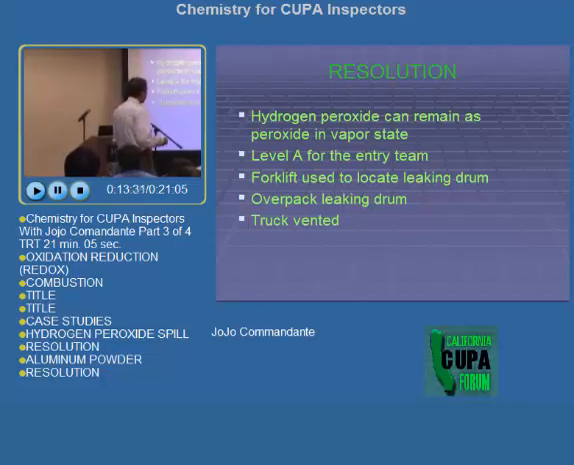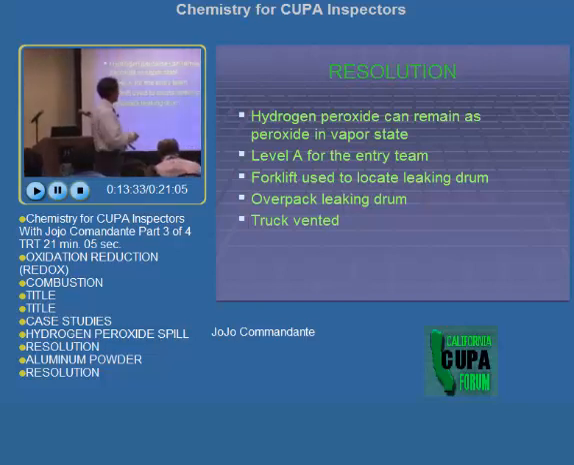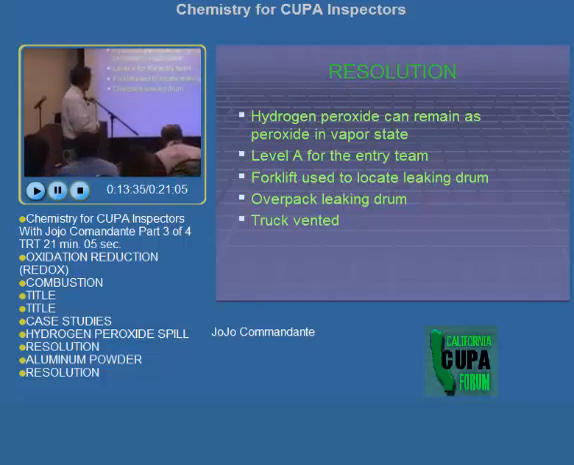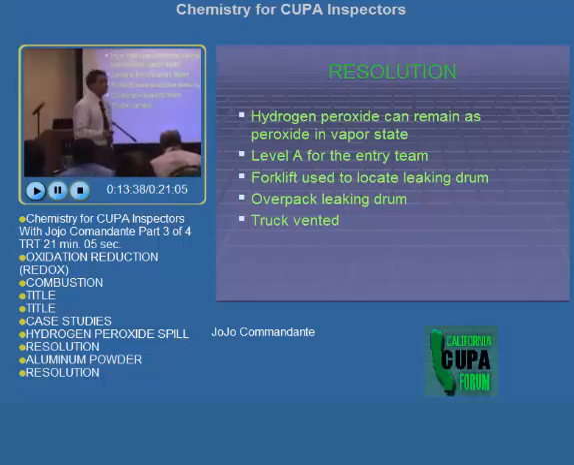Of course, the forklift was used to locate the leaking drum. We located the leaking drum, and that was the main challenge. Overpack, leaking drum, and then the truck vented. And then the freeway was, of course, open. Happy ending.